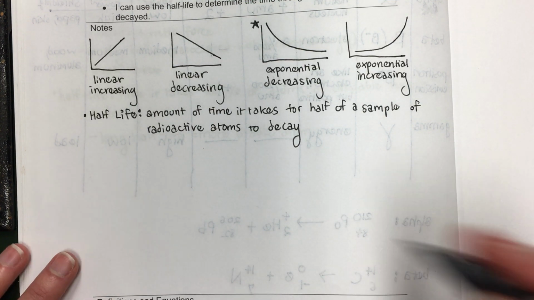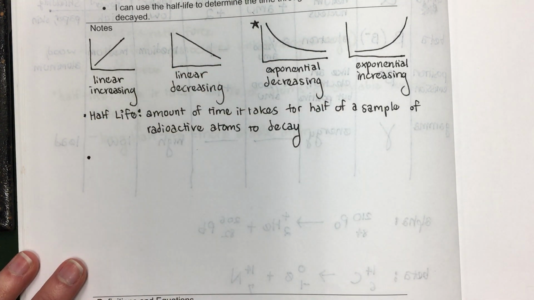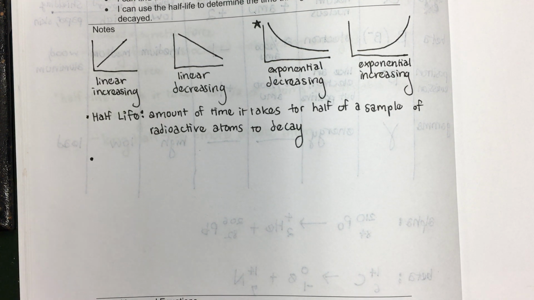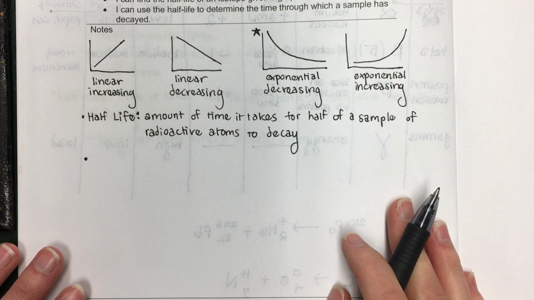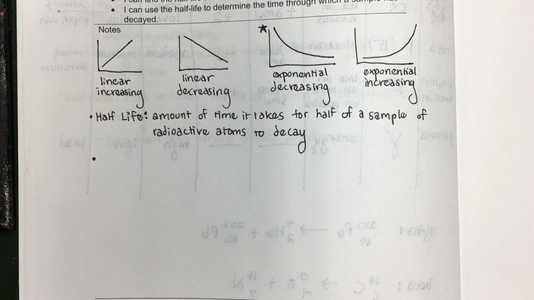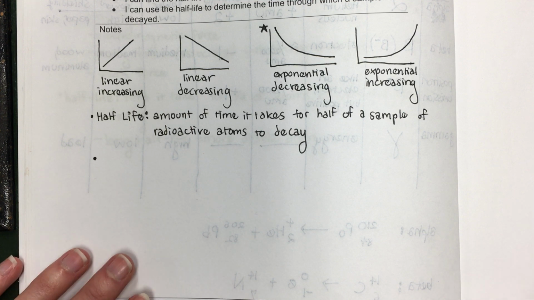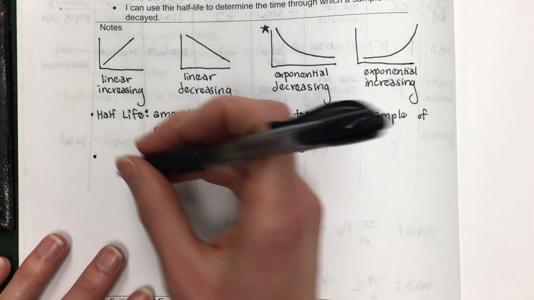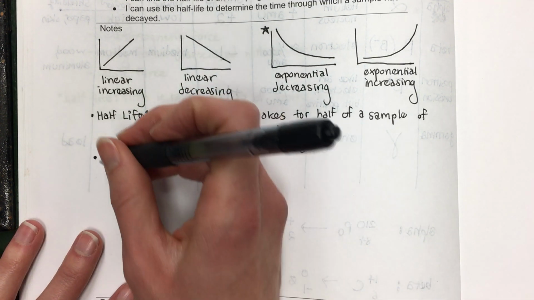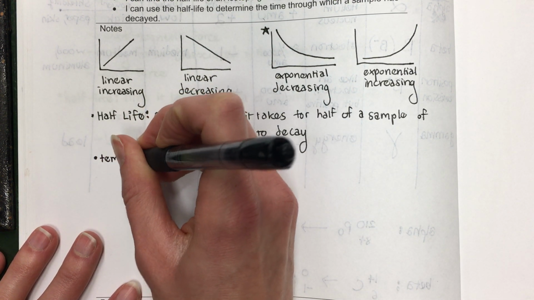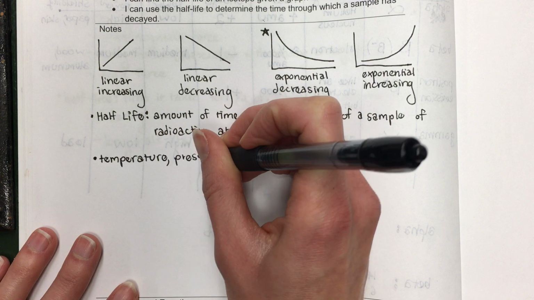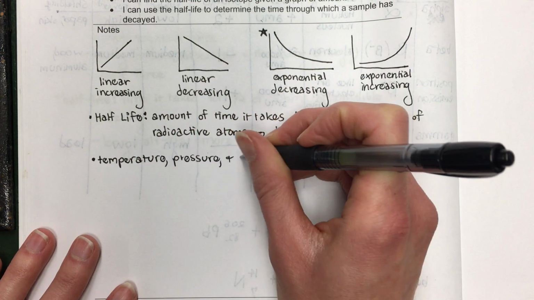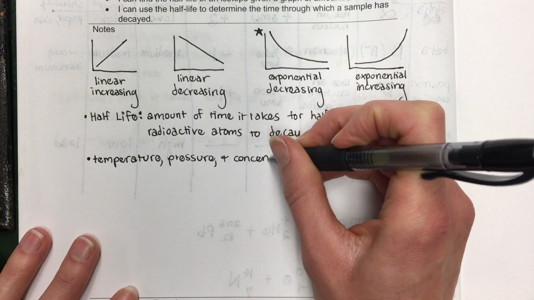Now, one thing that you need to know about half-life is that we cannot change it. So you guys know that nuclear waste storage and disposal is an issue that we have to deal with. And it's an issue especially because some of the things that we're trying to store have really, really long half-lives, like billions of years. So it would be nice if we could speed that up and get them to decay faster, but we actually cannot change the half-life. We can't heat things up to change the half-life. We can't add pressure. None of those things affect the half-life. So you need to know that temperature, pressure, and concentration do not change the half-life.